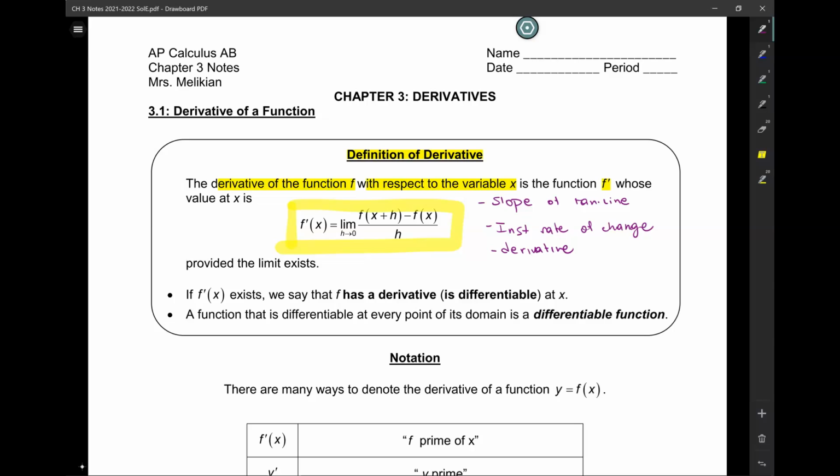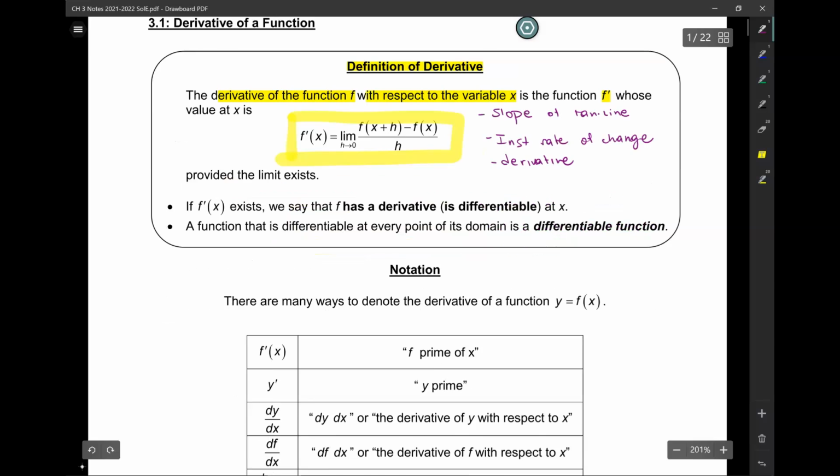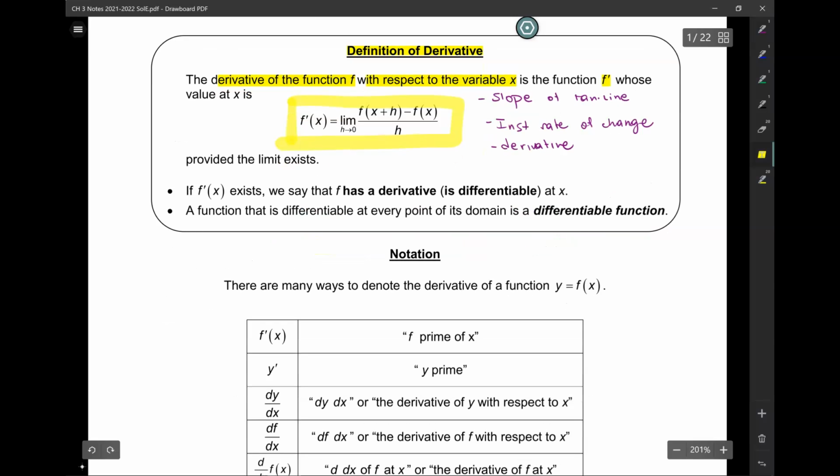Because guess what slope is? Derivative. And guess what derivative is? It's the slope of the tangent line. Okay, so some more terminology. If f prime of x exists, we say that f has a derivative, or another word for it is we say f is differentiable, so it's possible to find its derivative. Now, if a function is differentiable at every point of its domain, it is called a differentiable function. Very clever title there.